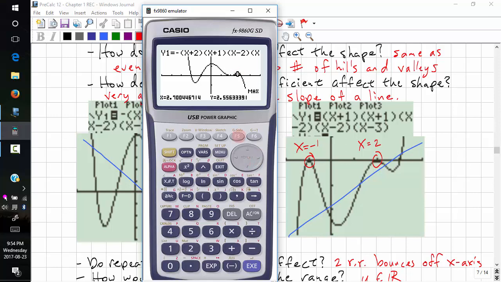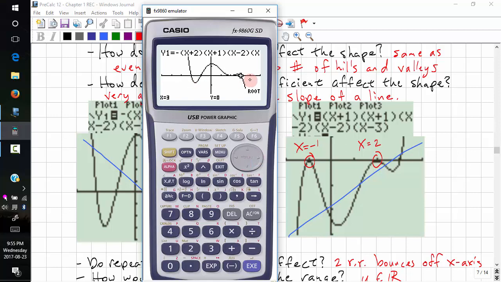If I want to find the mins, press F5 and min. Press right and press right, and it flashes. If I want to find the x-intercepts, I'll press root. It goes to the first one on the left, and then I'll just scroll right to get the next roots.